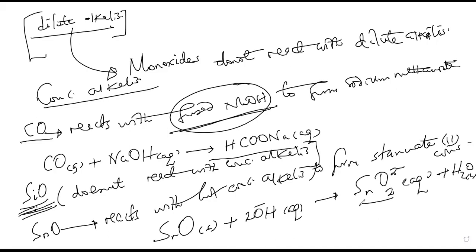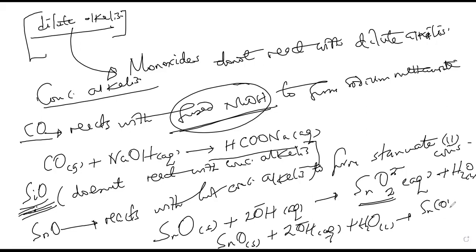Or if one doesn't want to use this, you will have your tin(II) oxide plus the hydroxide ions in the presence of water. Still, you form your stannate, but in this case it will be written as Sn(OH)4 2-. So that is also a stannate ion. In that case, you don't add water on the product side because the water is already on the reactant side. So in the first reaction, tin(II) oxide has reacted with the hydroxide ions, with the hot concentrated alkali, to form stannate(II) ions. But if you carry out the reaction in the presence of water, you form a stannate without adding water molecules.